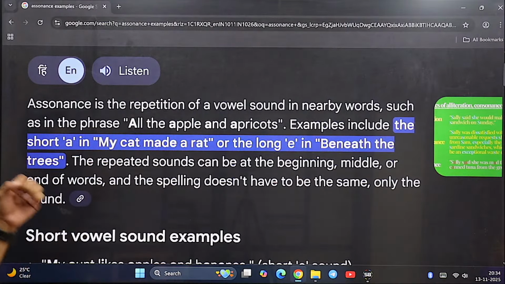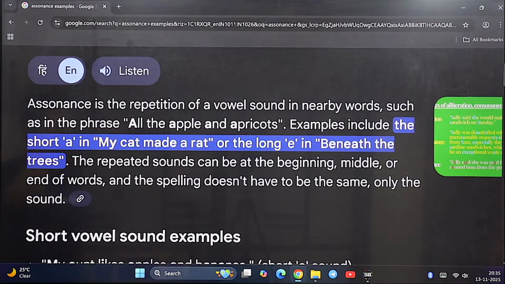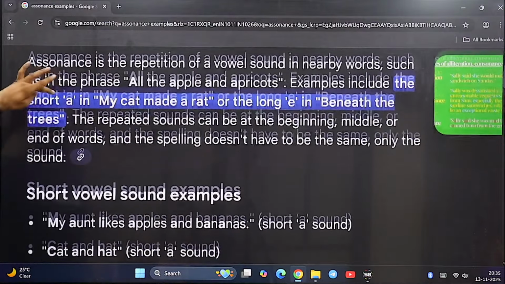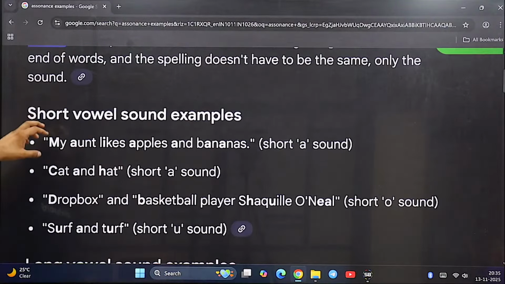Or the long E in beneath the trees. So this EA sound here, E, tree, that vowel sound, not the consonant sound. The repeated or common sounds can be at the beginning, middle, or the end of the words. Remember, the spelling need not be the same. Feel this. My aunt likes apples and bananas. So that or sound in all of those. Sound, vowels. Cat, hat, the vowel sound in both of those.